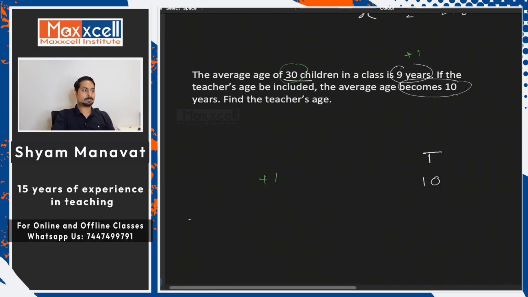So the teacher has distributed plus 1 into 30, right? And after distribution, the teacher has 10. So what is the teacher's age? What the teacher has distributed, the teacher will take it back, and the teacher has 10 after equal distribution. So the teacher's age should be 30 plus 10. That means it should be 40.